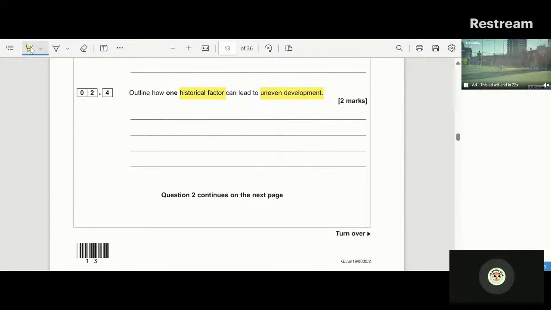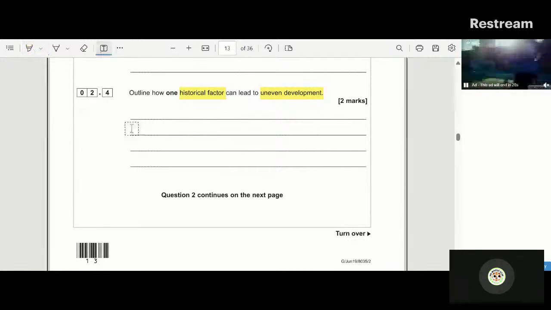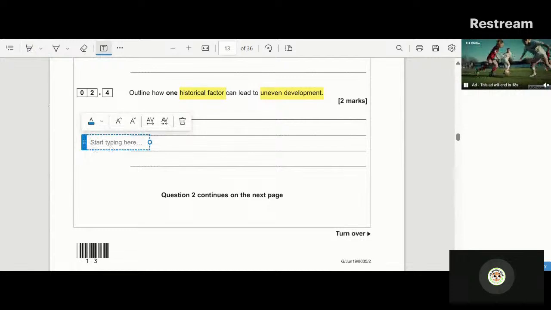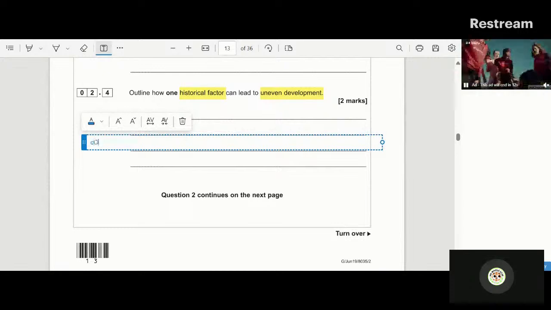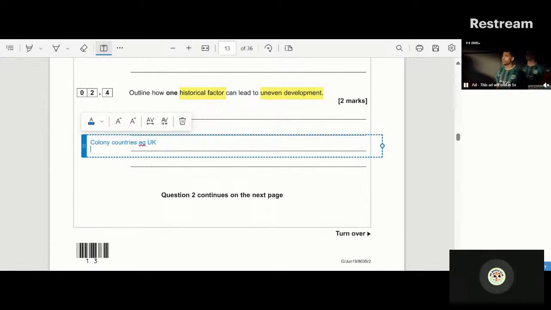This paper seems to be quite useful because a lot of the topics that have been predicted to come up are in this paper. So I would recommend 2019 as a good paper to look at. You could talk about colonization, like colony countries, e.g. the UK, and how they've benefited more, and you can talk about wars.